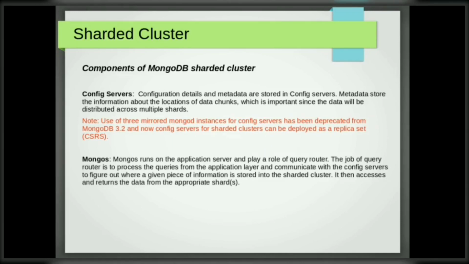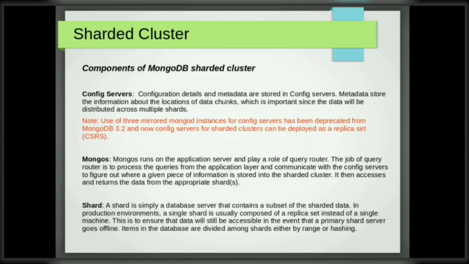The next component is Mongos. As we have already discussed in the previous slide, Mongos runs on an application server and plays the role of query router. The job of the query router is to process the queries from the application layer and communicate with the config server to figure out where a given piece of information is stored in the sharded cluster. It then accesses and returns the data from the appropriate shards.